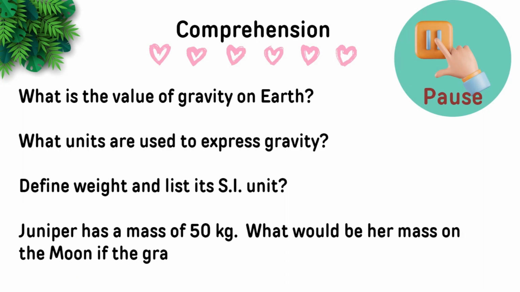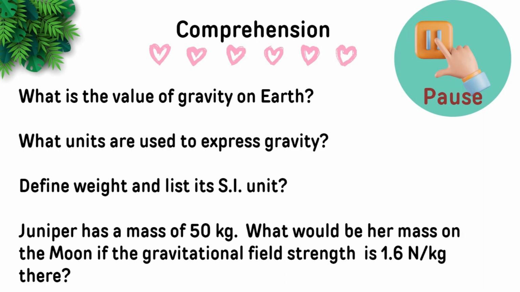Comprehension. What is the value of gravity on Earth? What units are used to express gravity? Define weight and list its SI unit. Juniper has a mass of 50 kilograms. What would be her mass on the moon if the gravitational field strength is 1.6 newtons per kilogram there? You may pause the video to answer these questions.